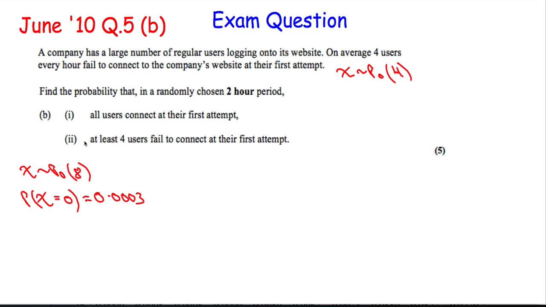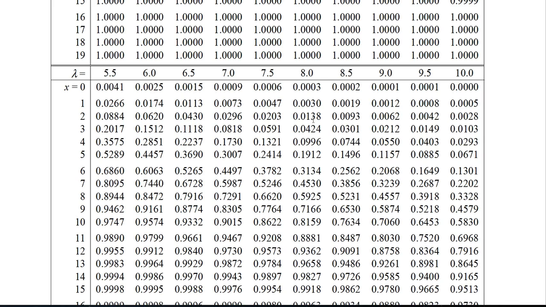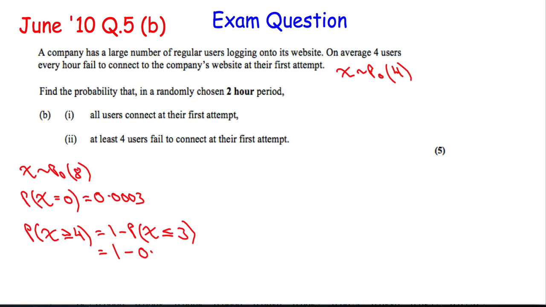And then the second part, at least 4 users fail to connect. So I'm looking for the probability that x is greater than or equal to 4, which is going to be the same as 1 minus the probability that x is less than or equal to 3, which is going to be 1 minus, and let's go to our tables again, less than or equal to 3, 0.0424, and when we work that out in our calculator we get 0.9576.